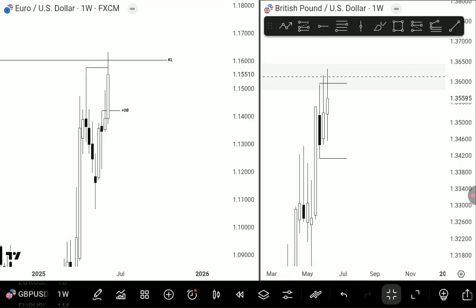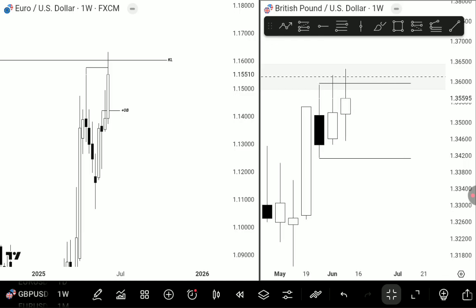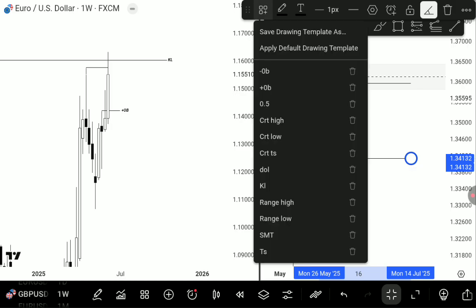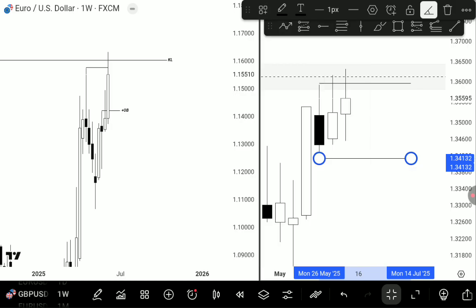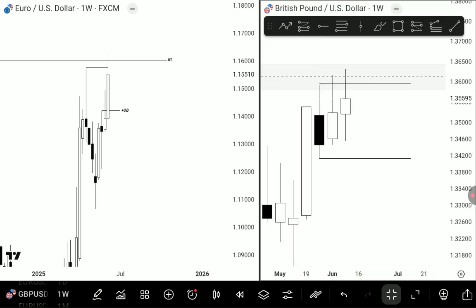And on GU, I have a much more refined framework, which is this CRT here on the weekly, CRT low and CRT high.